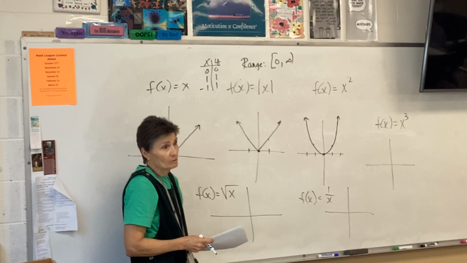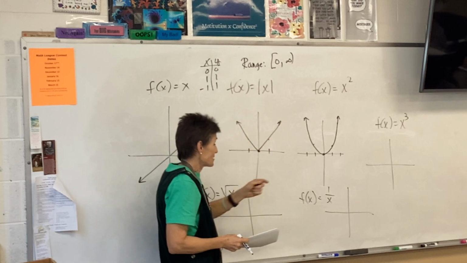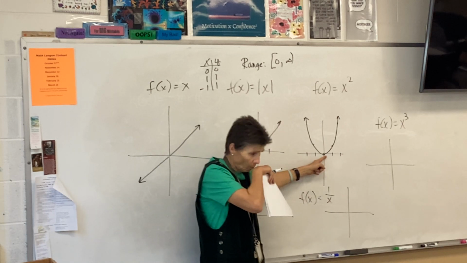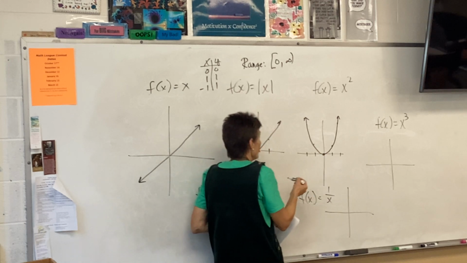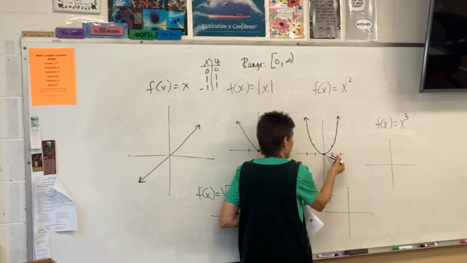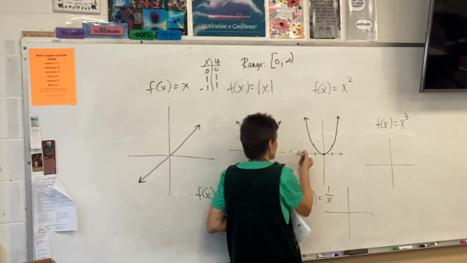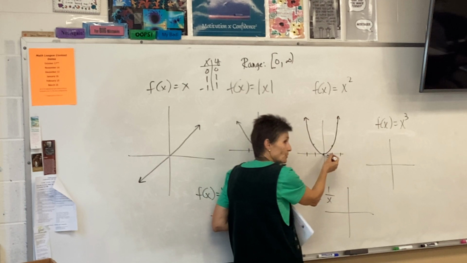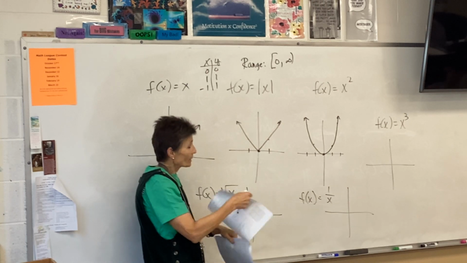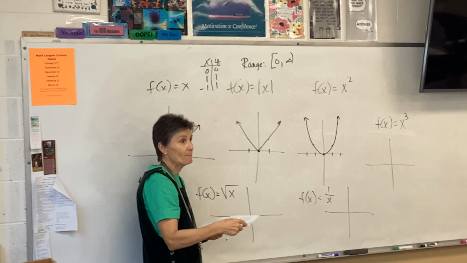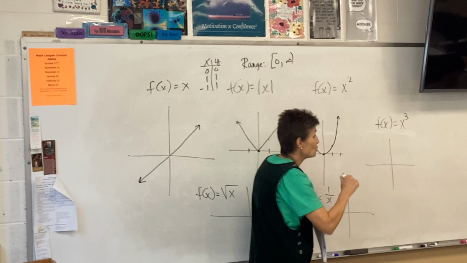What's your range? 0 to infinity. X and Y intercept are both the origin. And like before, we are increasing from 0 to infinity, and we're decreasing from negative infinity to 0. Any question about those three basic pictures? Okay, now we have our cubing function.